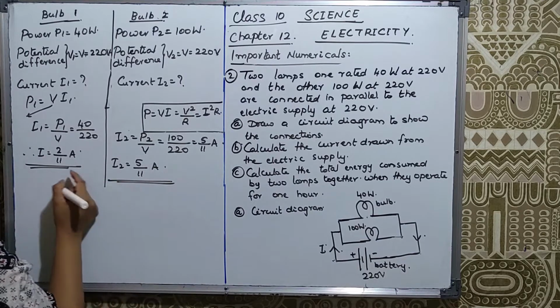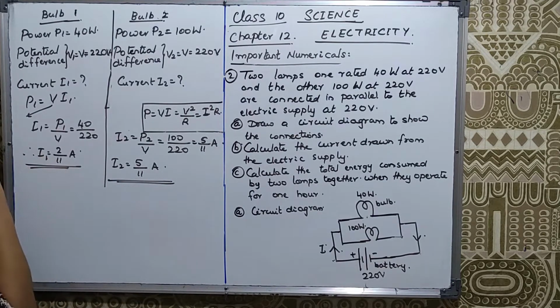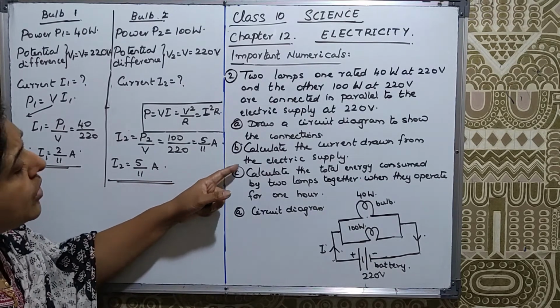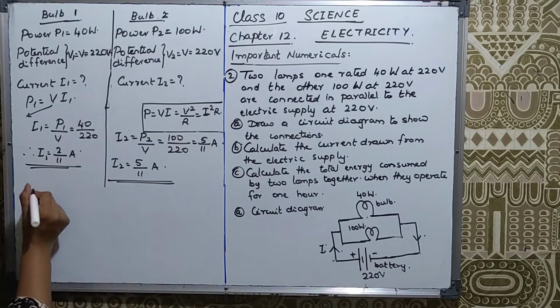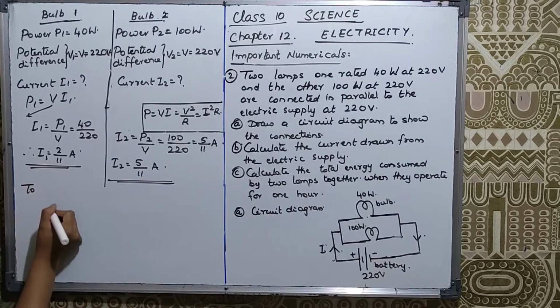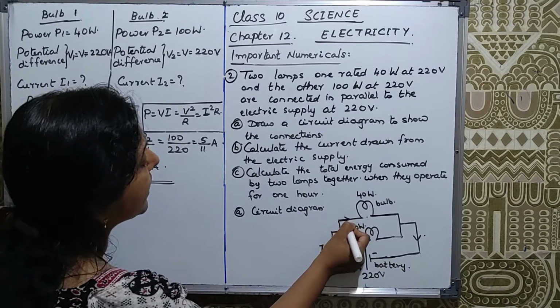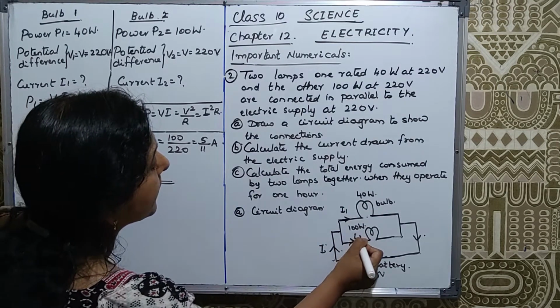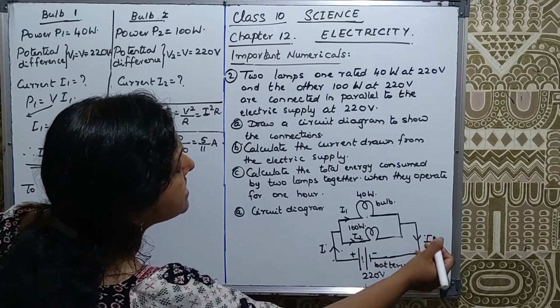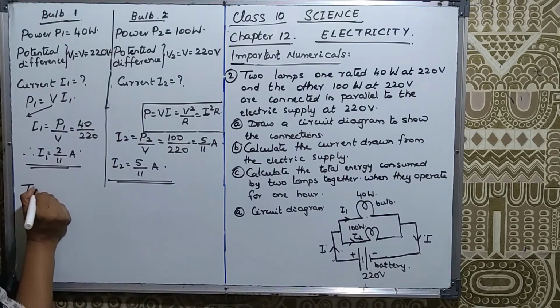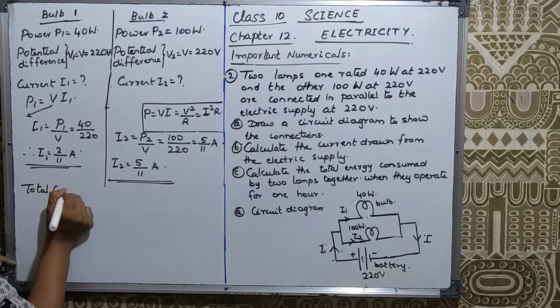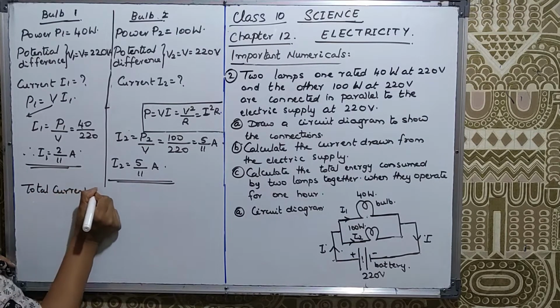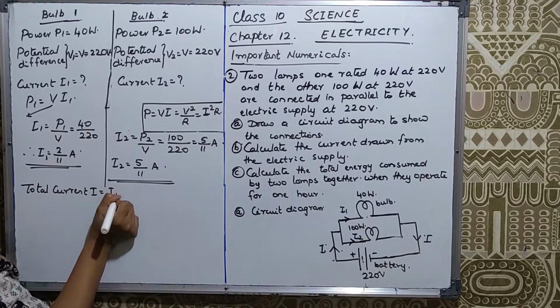Now you have the currents I1 and I2. They asked you to calculate the current drawn from the electric supply, so you want to find the total current I. The total current I gets divided into I1 and I2 and flows through the two bulbs. So the total current I is the sum of I1 and I2: I equals I1 plus I2.